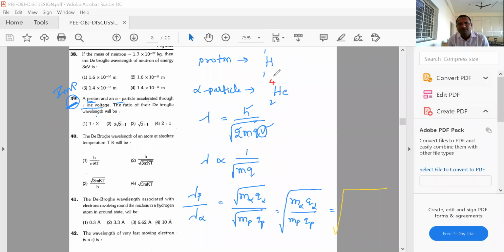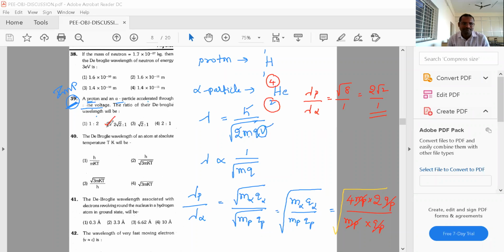Yes, 4 is there. 4 times of 1 means 4 times of mass of proton into charge of alpha particle, which is 2 times the charge of proton, upon mass of proton into charge of proton. Q_p cancels, m_p cancels. You are left with root of 8, meaning lambda proton by lambda alpha particle is root 8 by 1, which equals 2 root 2 by 1. So this is the ratio, 2 root 2 is to 1.